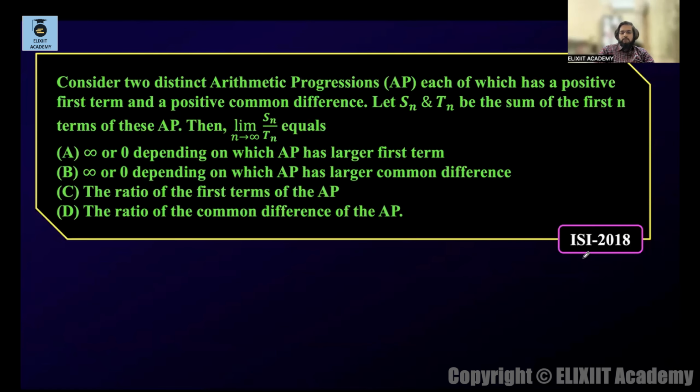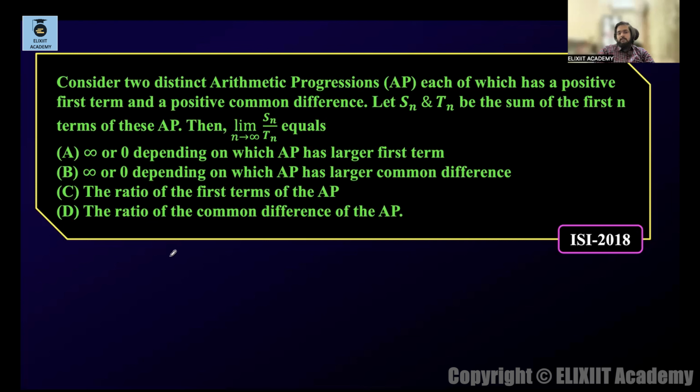Now we have this question from ISI 2018. The question says: consider two distinct APs, each of which has a positive first term and a positive common difference. Sn and Tn are the sum of the first n terms of these APs. We have to find limit n tends to infinity Sn by Tn. Sn is the sum of the n terms of the first AP, and Tn is the sum of the n terms of the second AP.